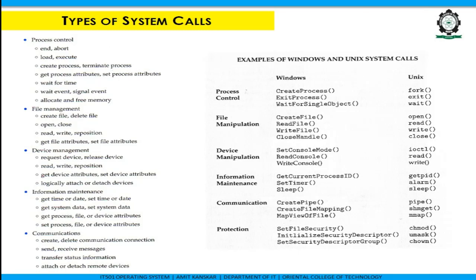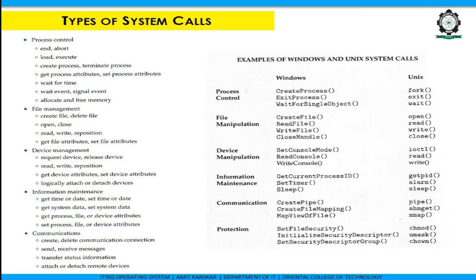Device management. Device management system calls include request device, release device, read, write, reposition, get device attribute, set device attributes, and logically attach or detach devices. Devices may be physical, for example disk drives, or virtual or abstract, for example files, partitions, and RAM disks. Some systems represent devices as special files in the system so that accessing the file calls upon the appropriate device driver in the operating system.